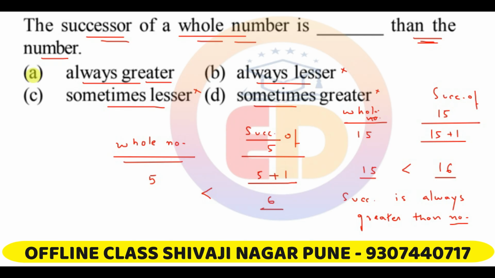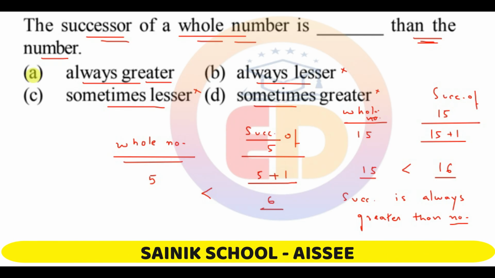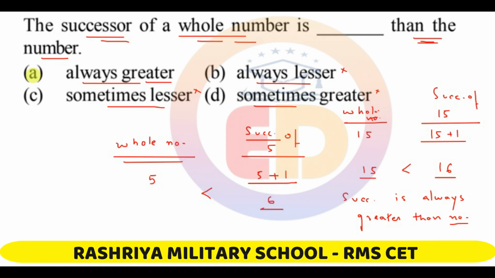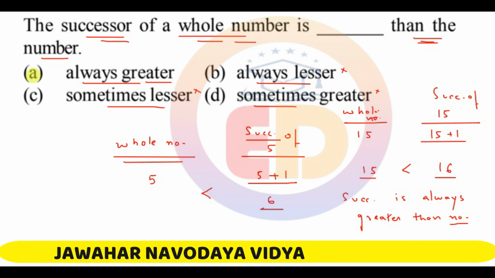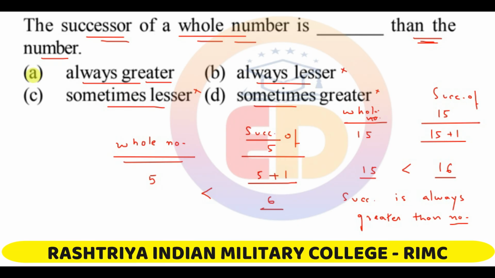The question is very simple, but if you fail to understand the language and if you are in a hurry, you might get confused by the options. All the 4 options are talking about greater, lesser, sometimes greater. It's very important, I'm repeating again and again, to have a better understanding of English language to understand such questions. Answer is option A.